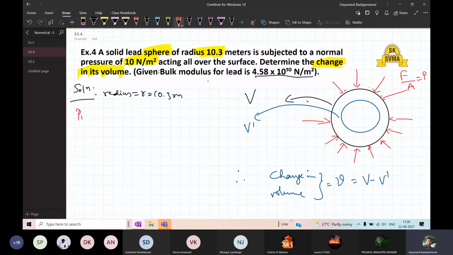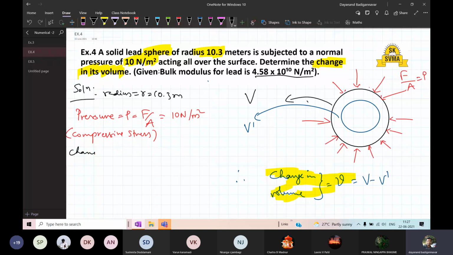So pressure P is equal to force per unit area. That is nothing but the compressive stress. So what is force per unit area? This is the pressure. It is 10 Newton per meter square. This is the value, acting over the surface with this pressure. Determine the change in volume. So you have to find the change in volume. It gets shrunk. So what is the new volume? Therefore I have to write the change in volume.